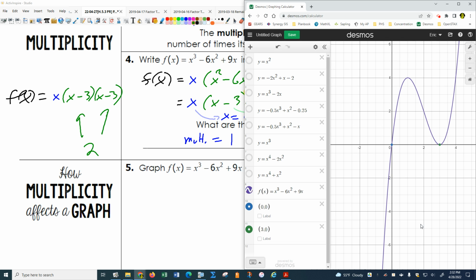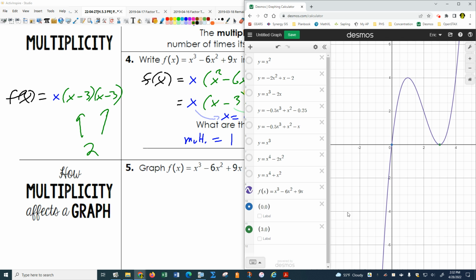So what do you think? What's the difference? What is the multiplicity of 1, the blue x-intercept? How does that differ from the x-intercept corresponding to a multiplicity of 2, the green one? What do you notice? It's a turning point. Yeah, if the multiplicity was 2, we got a turning point.